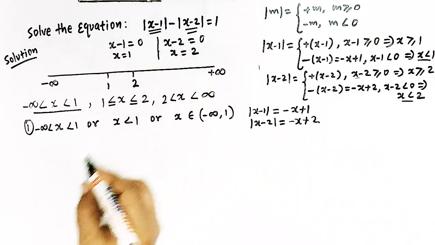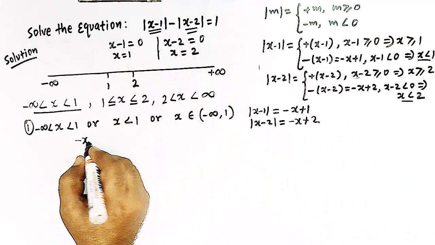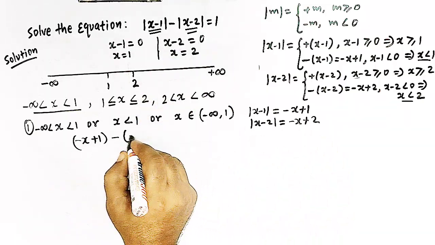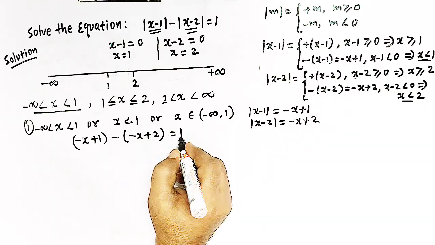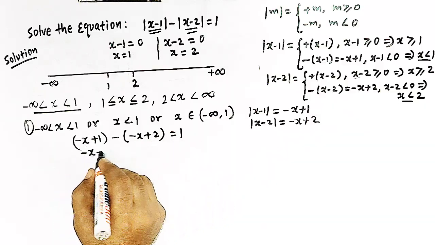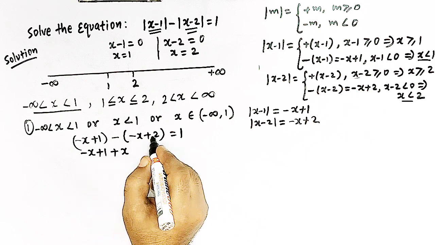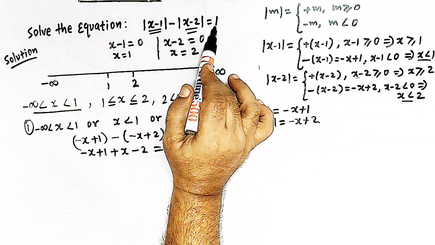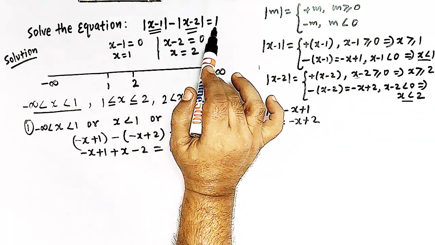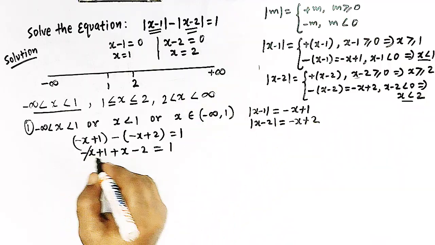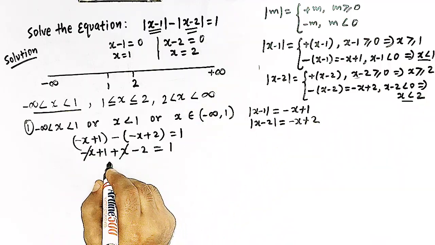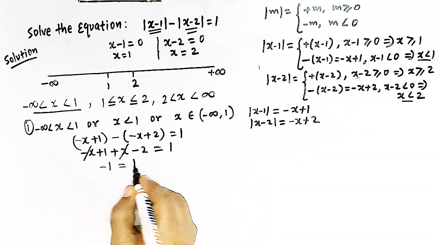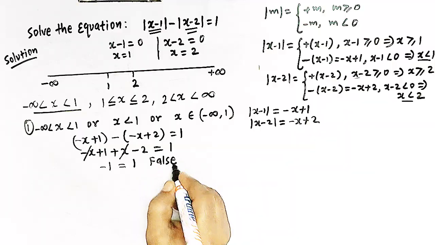So now we can write this equation as minus x plus 1, then we have minus, and then we have minus x plus 2 equal to 1. So we can now simplify it. Minus x plus 1, here we have plus x, and here we have minus 2, and here we have 1. So here the right hand side of this equation is equal to 1, right? So now minus x and x get cancelled, so we have 1 minus 2, that is equal to minus 1, and this is equal to 1, which is a false statement, right?